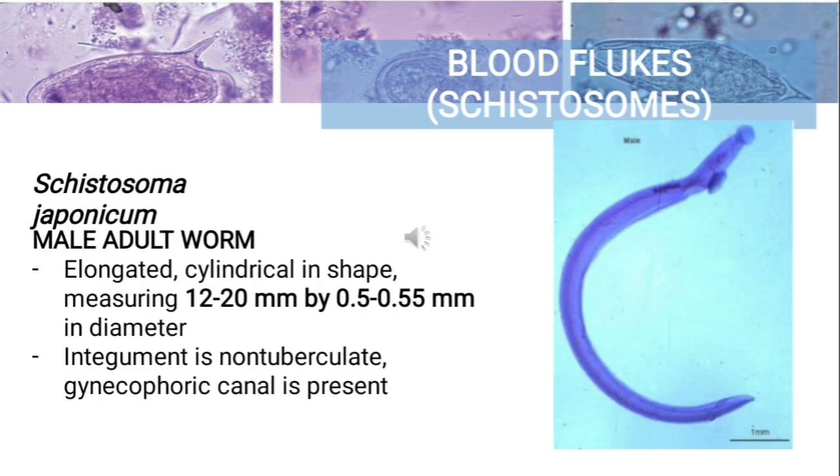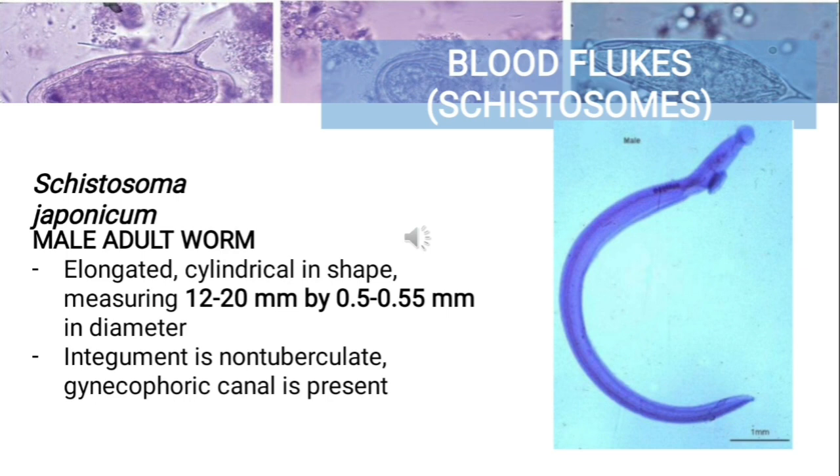Now let us proceed to the adult worms of our Schistosoma japonicum, starting with the male adult worm. It is described as elongated, cylindrical in shape, measuring about 12 to 20 millimeters by 0.5 to 0.55 millimeters in diameter. The integument is non-tuberculate, and the gynecophoric canal is present.